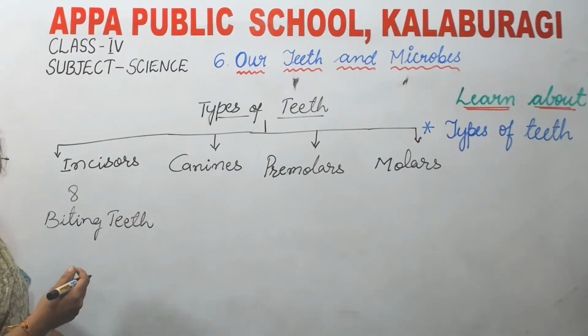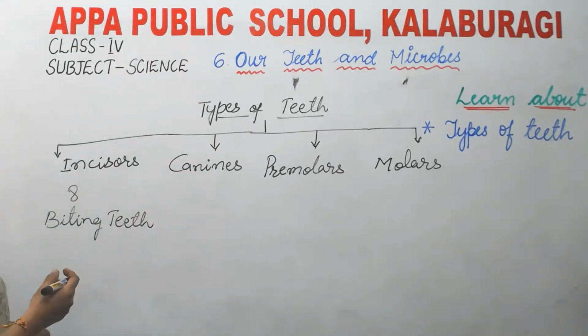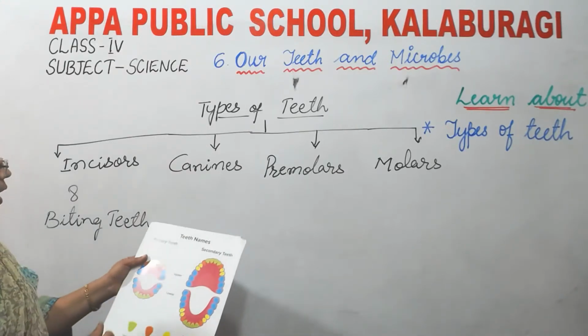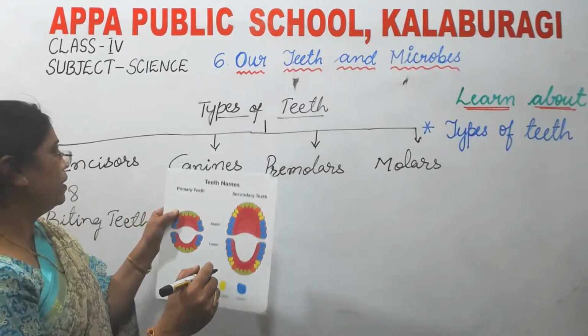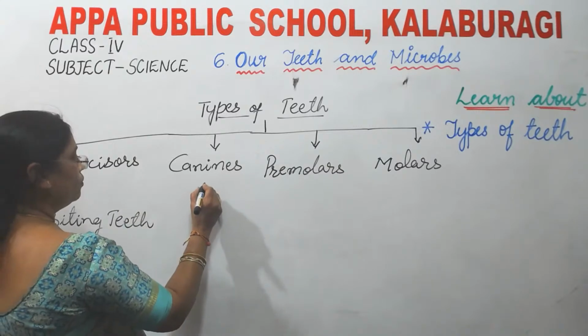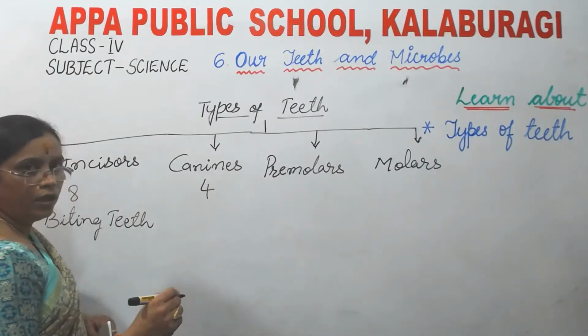Why are they called incisors, children? Can you guess? Because they help to bite the food. So next, canines. How many canines are there here? 1, 2, 3, 4. The canines are 4 in number.